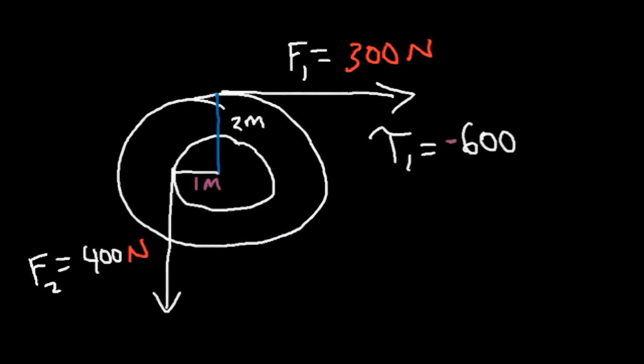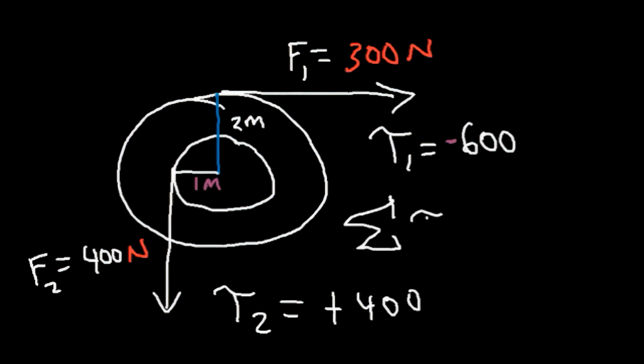By the way, T1 is clockwise, so I need to put the negative sign. But torque 2 is counterclockwise, so this is going to create a positive torque. And that's going to be 400 times the moment arm of 1, which is the radius of the smaller circle. So this is going to be positive 400. So the net torque of the whole system is T1 plus T2. So it's negative 600 plus 400. So it's negative 200. So the net torque is going to cause the wheel to rotate in the clockwise direction.